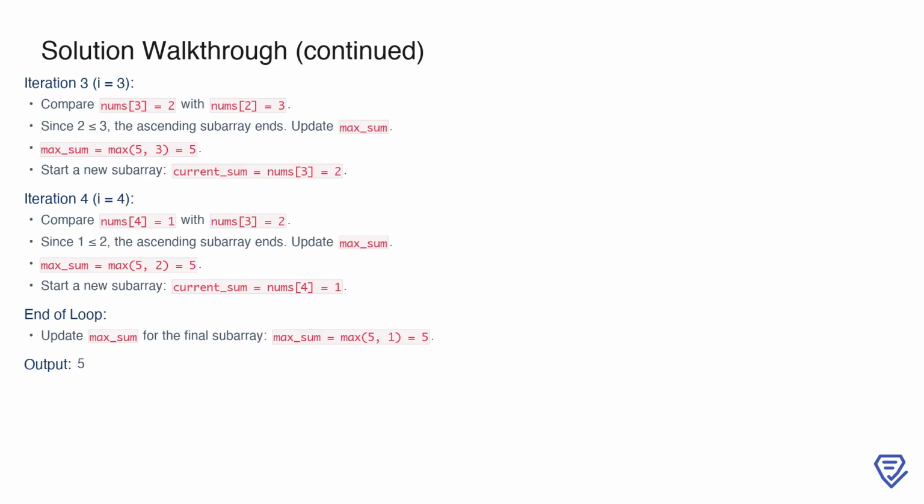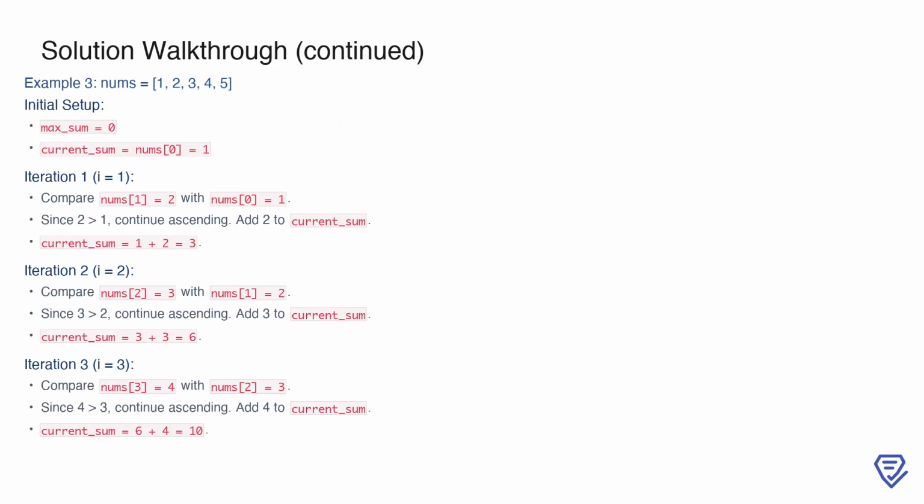At the end of the loop, we perform one final update to max_sum, taking the maximum of max_sum, which is 5, and current_sum, which is 1. Max_sum remains 5, and the output for this example is 5. Now we look at the third example where nums equals [1, 2, 3, 4, 5]. Again, we initialize max_sum to 0 and current_sum to the first element, which is 1.